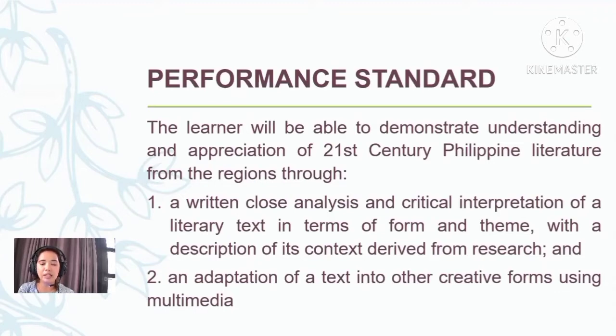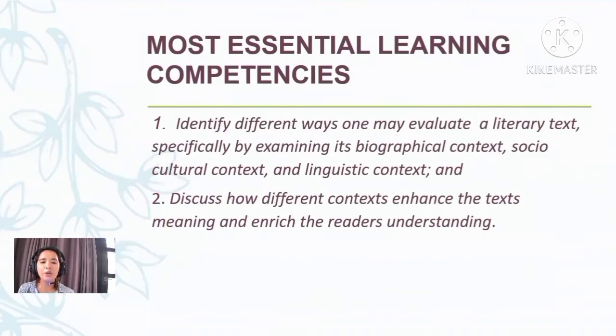First, a written close analysis and critical interpretation of a literary text in terms of form and theme, with a description of its context derived from research, and an adaptation of a text into other creative forms using multimedia. While for the most essential learning competencies under this lesson, we have two. First, identify different ways one may evaluate a literary text specifically by examining its linguistic context. And second, discuss how different contexts enhance the text meaning and enrich the reader's understanding.